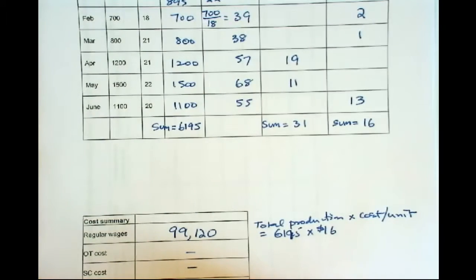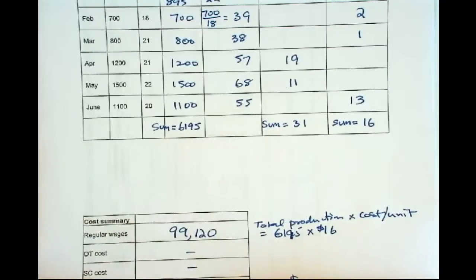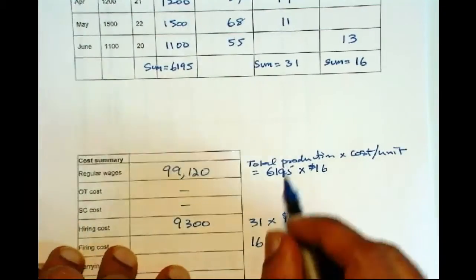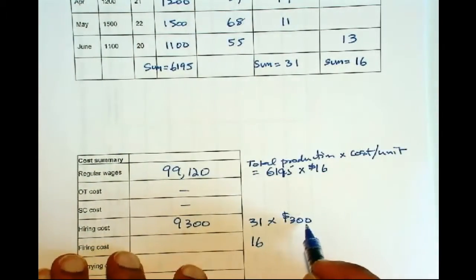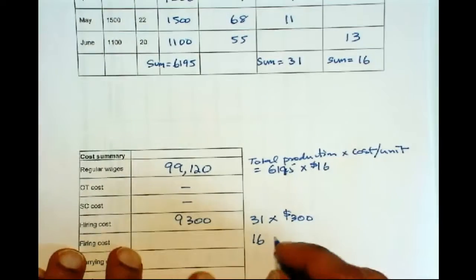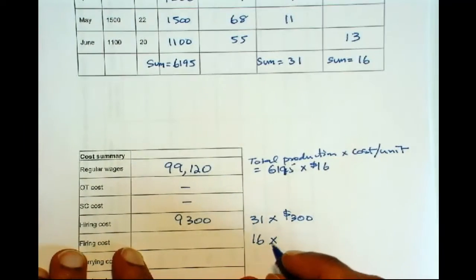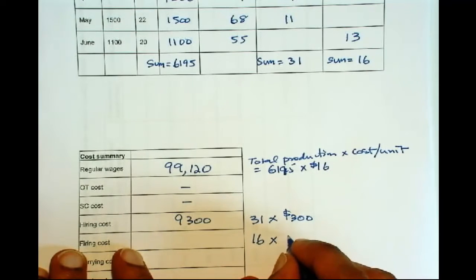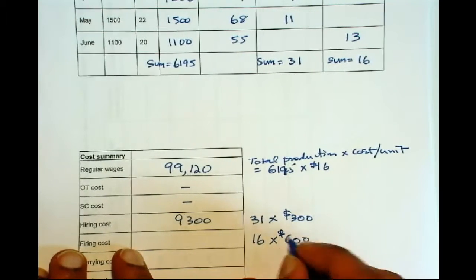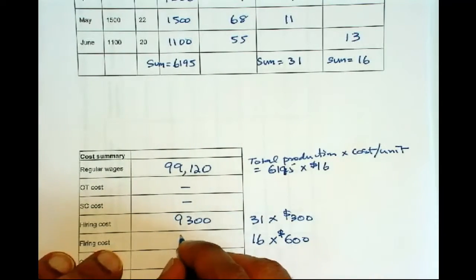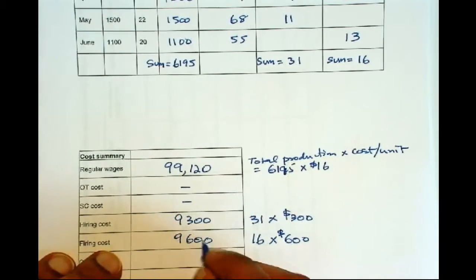Now hiring cost will be 31 units times $300. So that is 9,300. And then 16. So that's 31 times 300. And then 16 times 600. So that will give us 9,600.